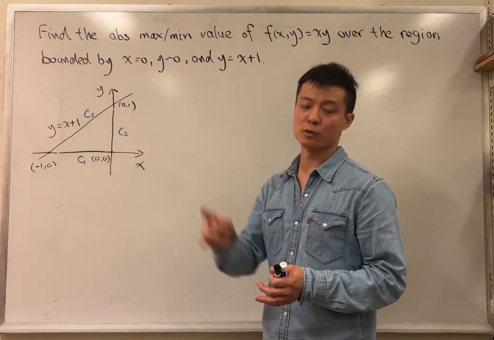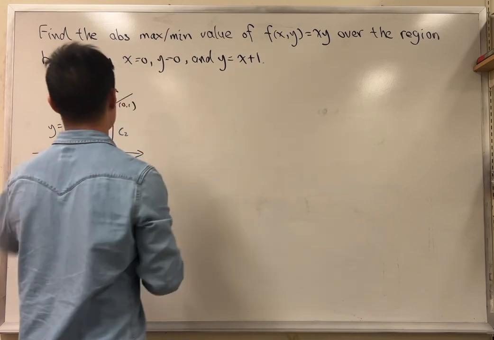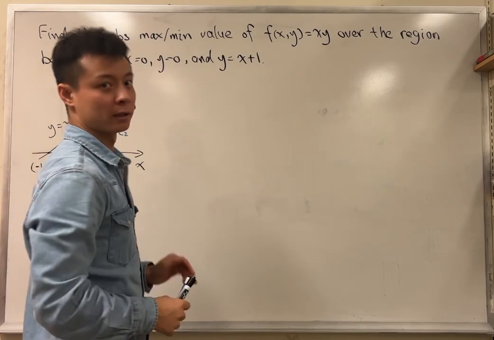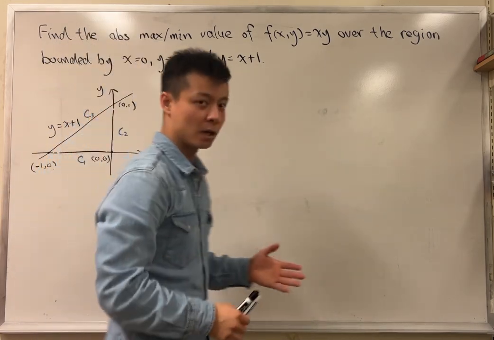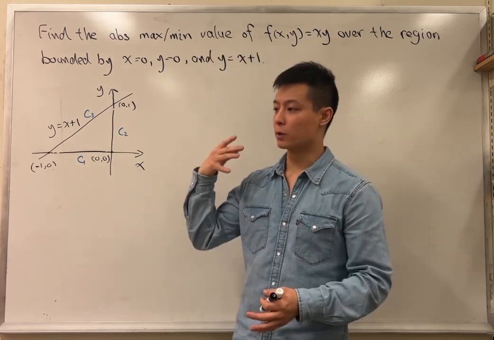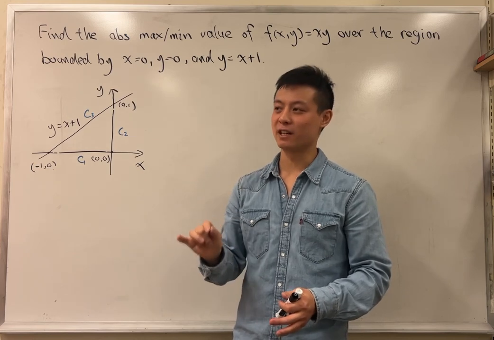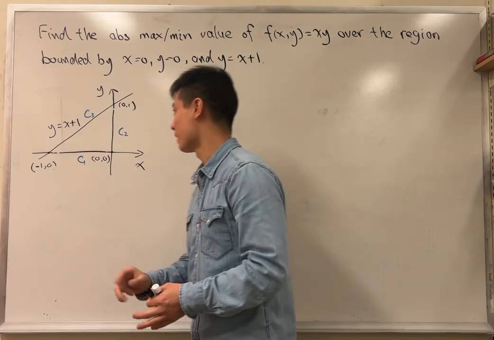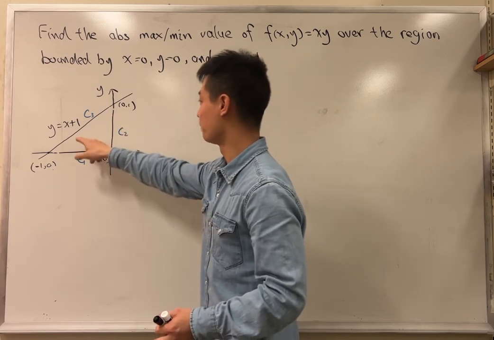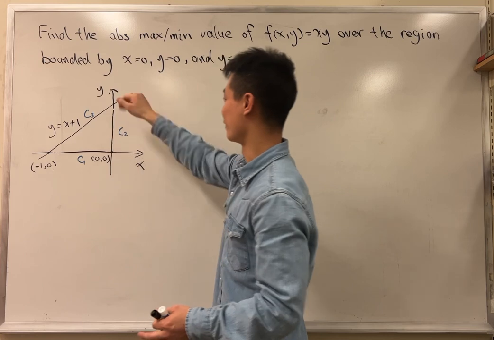Find the absolute max and mean value of the function over the region bounded by these three straight lines. We know, according to the extreme value theorem, the absolute max and mean value of a continuous function must occur either at the critical points inside the region or on the boundary of the region.